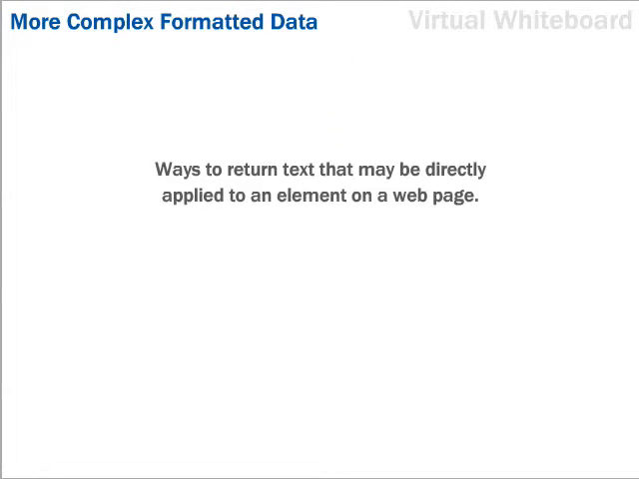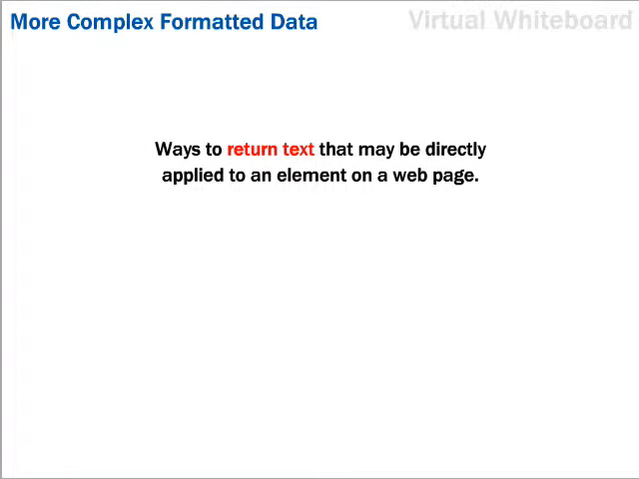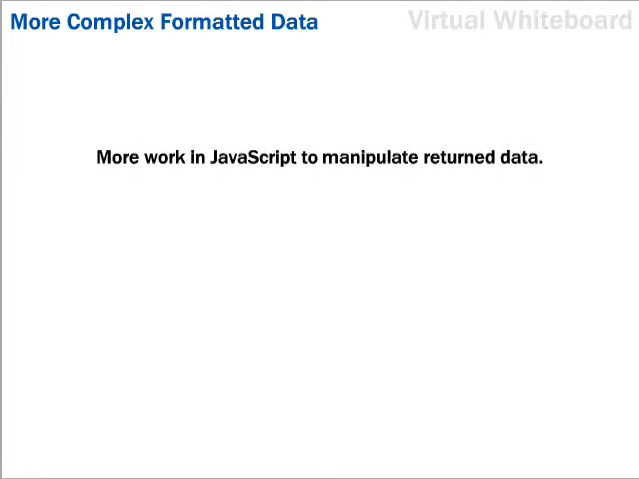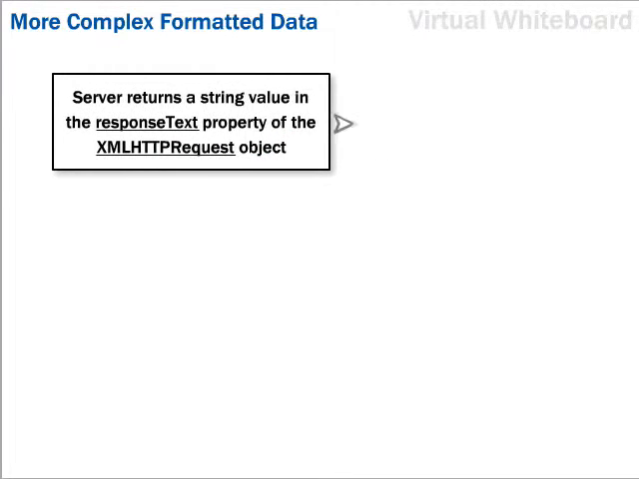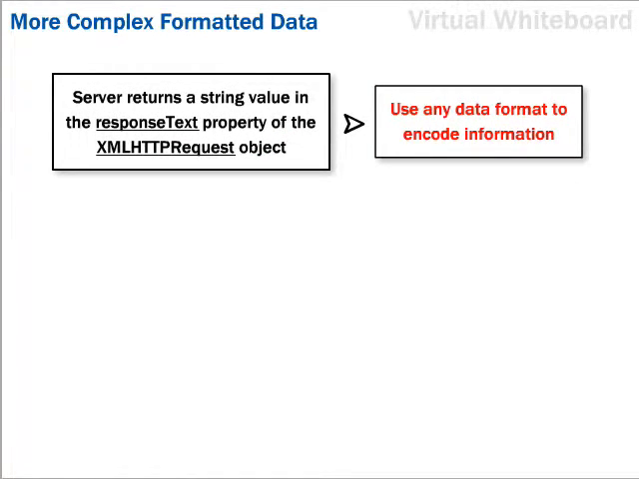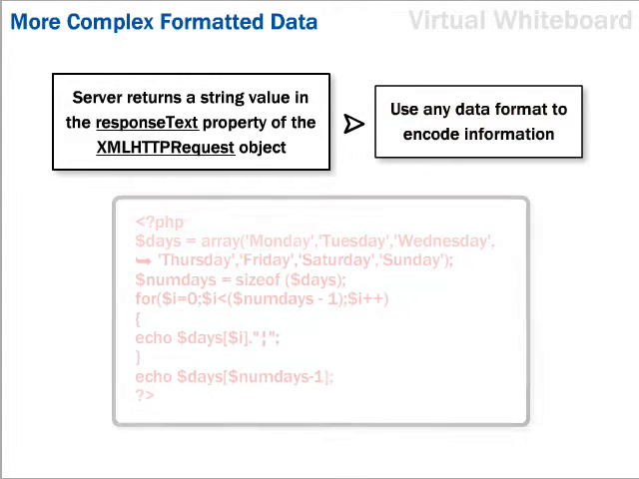So far, we have demonstrated ways to return text that may be directly applied to an element on a web page. So far, so good. However, if you are willing to do a little more work in JavaScript to manipulate the returned data, you can achieve even more. Provided that the server returns a string value in the response text property of the XML HTTP request object, you can use any data format you may devise to encode information within it.